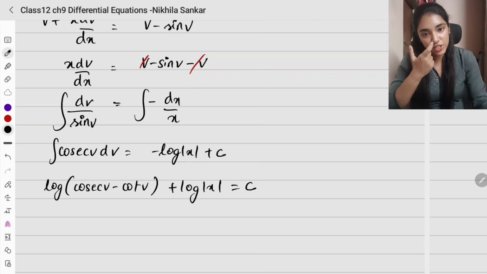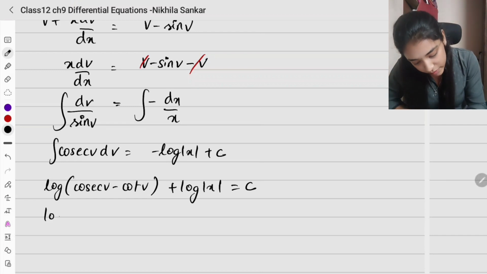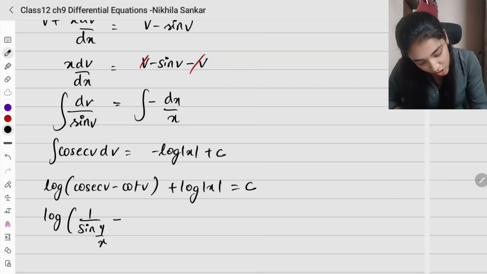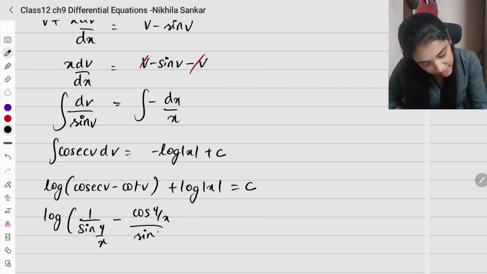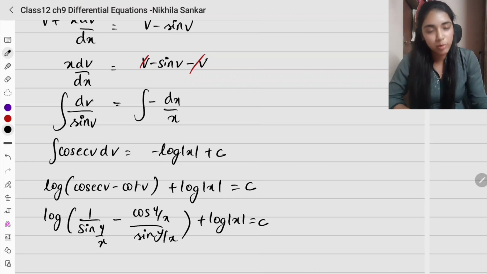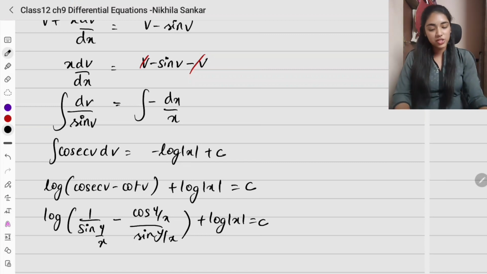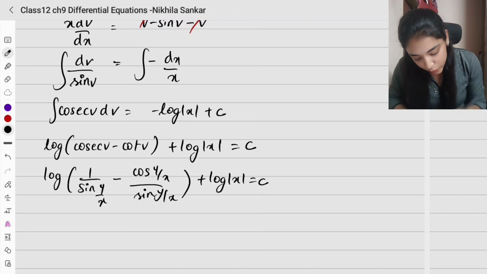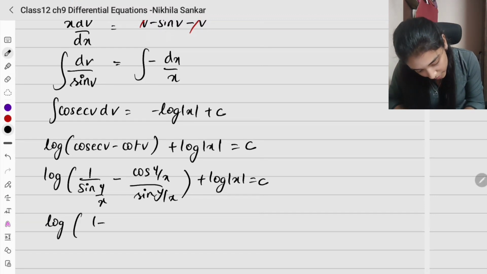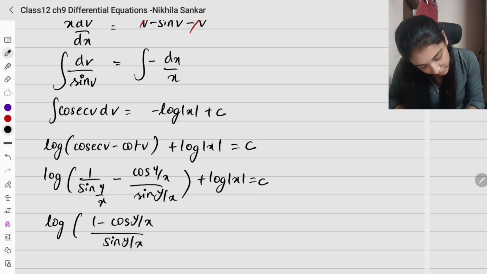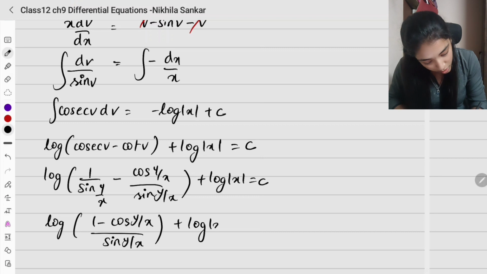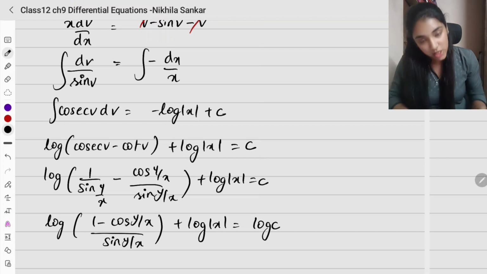Okay, now here I am going to change back to v. What will we get when we change v? I have log of 1 by sine y by x minus cot, which is cos by sine. So cos y by x divided by sine y by x plus log mod x equals c. It is always better to write the final answer in terms of sin, cos, tan. Now I am going to have log of 1 minus cos of y by x, the whole divided by sine of y divided by x, plus log mod x equals log c. We can write the constant as log c.